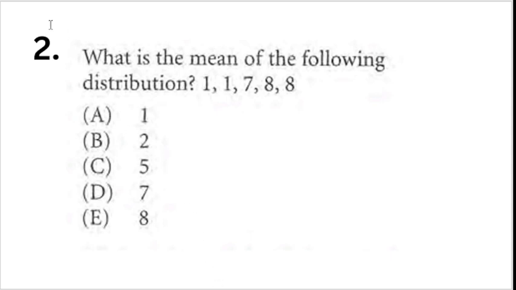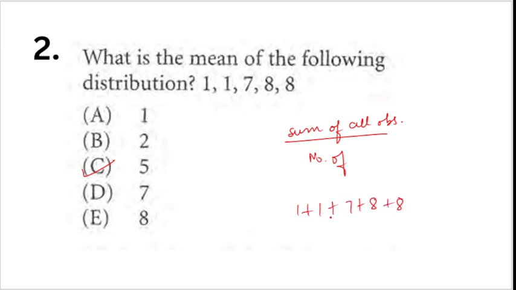Okay, well done. Most of you have answered correctly. It was simple. We will just sum all the observations and divide by the number of observations. So we'll do 1 plus 1 plus 7 plus 8 plus 8, and divide it by 5, which would be 25 divided by 5, which gives us 5 in the end. So yes, that was our answer.